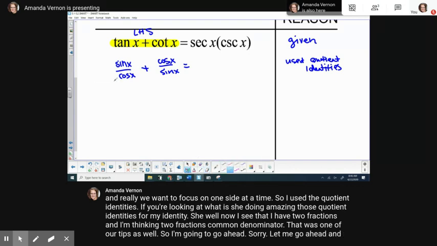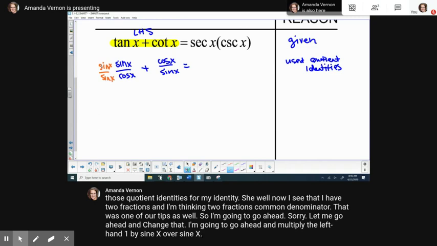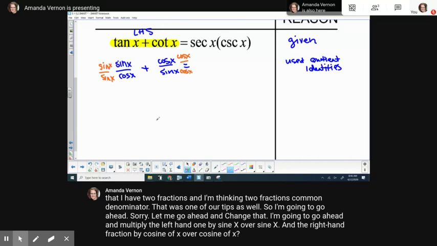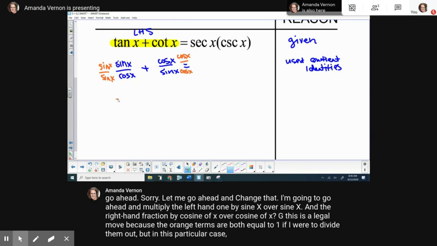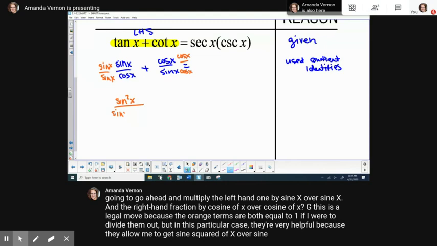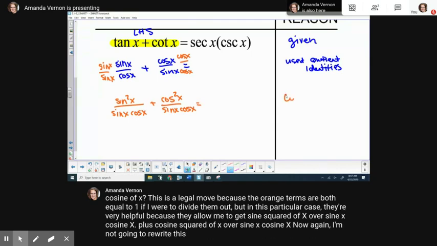I'm going to multiply the left-hand fraction by sine x over sine x, and the right-hand fraction by cosine of x over cosine of x. This is a legal move because the orange terms are both equal to 1 if I were to divide them out. But in this particular case, they're very helpful because they allow me to get sine squared of x over sine x cosine x plus cosine squared of x over sine x cosine x. Now again, I'm not going to rewrite this, but what did I do? I got a common denominator.